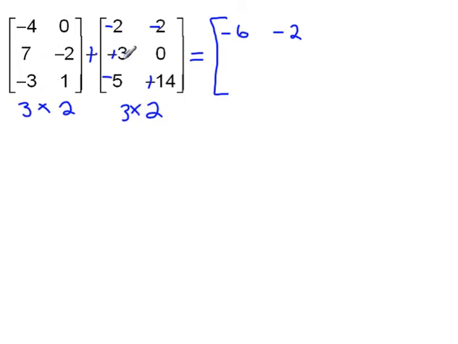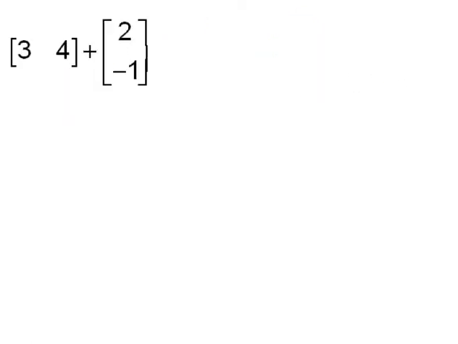7 plus 3 is 10. -2 plus 0 is -2. -3 plus -5 is -8. 1 plus 14 is +15. So there would be the subtraction of those two matrices.